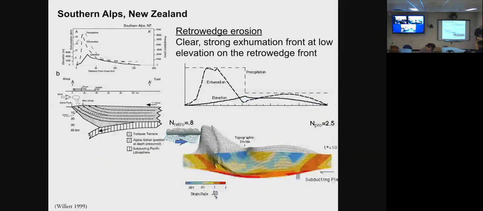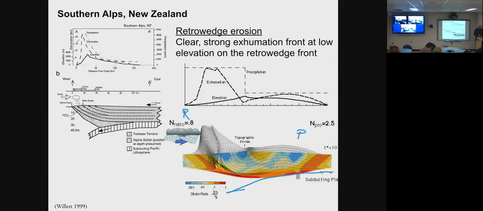In cross section, this is the subduction system coming down here. This is the pro wedge side. This is the retro wedge. Here we have retro wedge intense erosion.